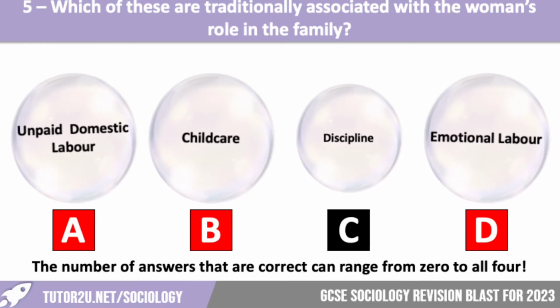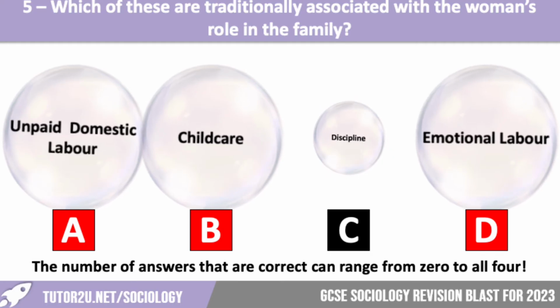Let's reveal the answer. It is all of them apart from discipline. So traditionally, discipline was seen as something that the fathers would do, although increasingly that's something that more mothers do these days. So unpaid domestic labour, childcare, emotional labour, all traditionally associated with the women's role in the family.